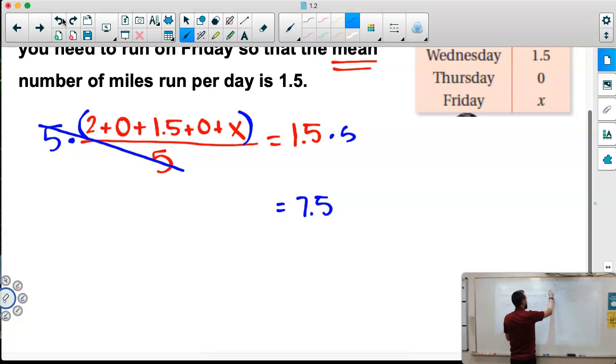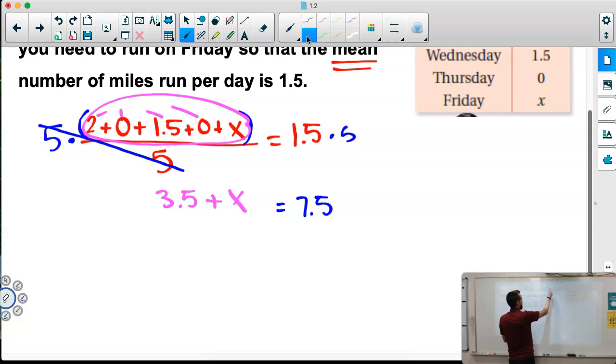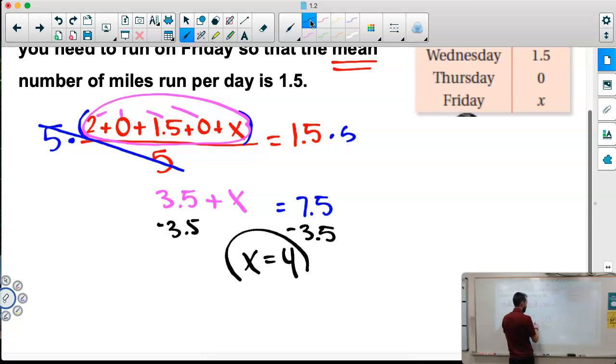And then on the other side, what I am going to do, I'm going to do this right now. I don't want to lose anyone. I'm going to take all this stuff and I'm going to combine my like terms. Really what I'm combining is all the numbers, 2, 0, 1.5, and 0, which is 3.5 plus x. Okay? Then what I'm going to do is I'm going to subtract 3.5. And that will tell me that on the last day I need to have a nice 4-mile run for my average to be 1.5 per day.